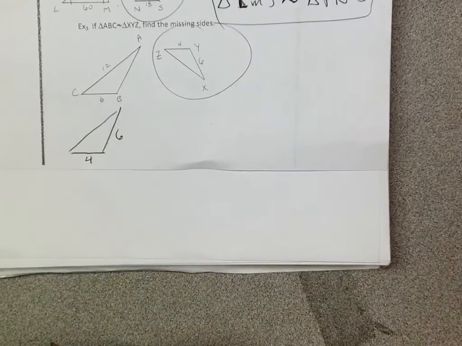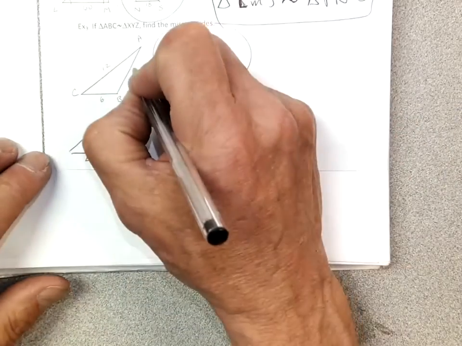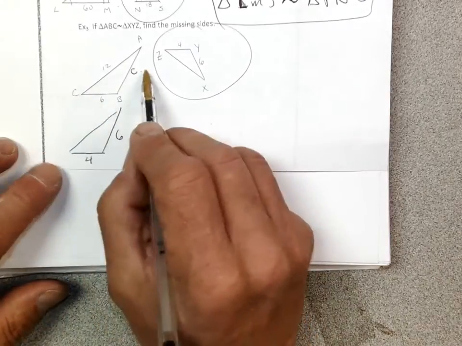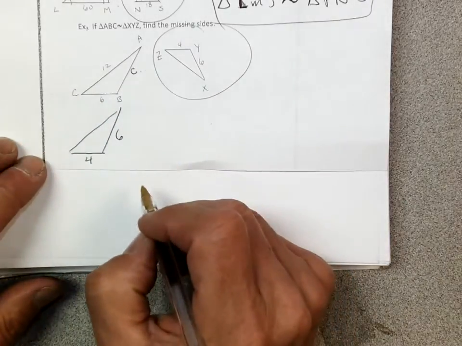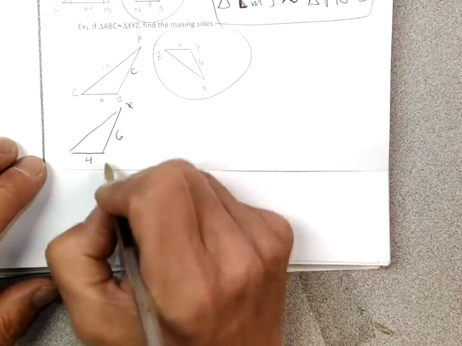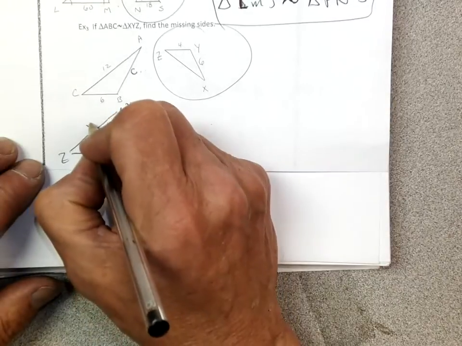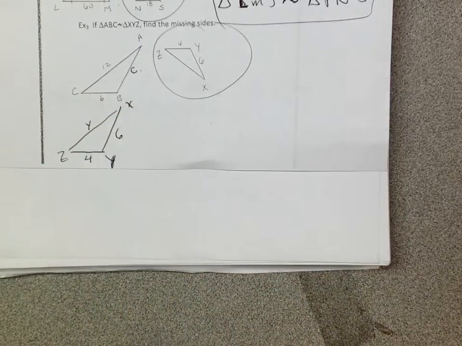Well, right off the bat, I could find c. That's angle C, that's little c, okay? Angle C, little c, right? And there is my X, and my Y, and my Z. So if this is angle Y, that's little y, okay? So let's find c. Let's find c.